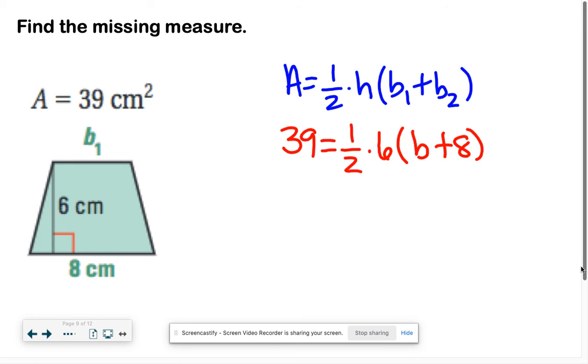All right, we got it. Again, let's drop down that 39. Don't really want to do anything with that guy yet. So what's half of 6? 3.